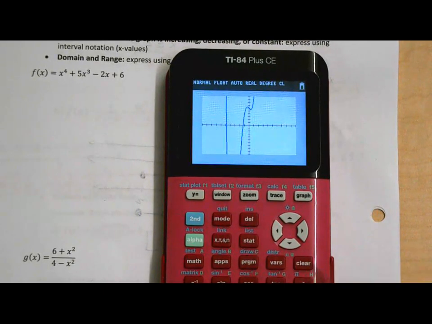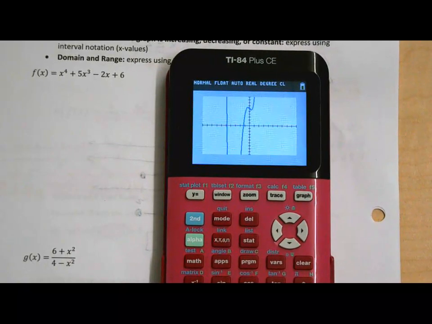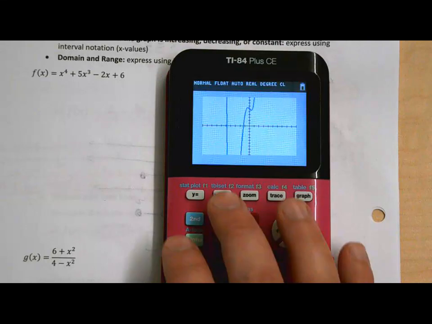So the way we tell our graph that we want it to show more down below is in the window setting. So hit that window button.